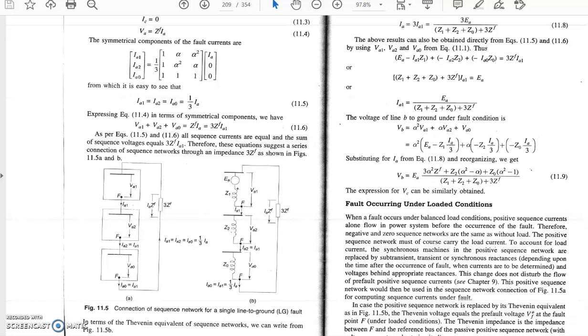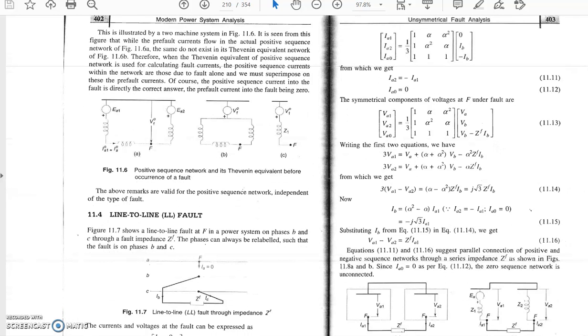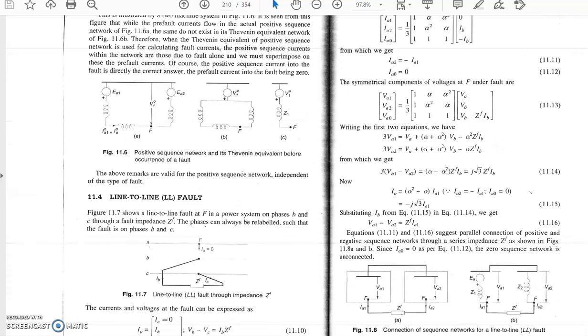And in the next lecture we will make the derivation of the line to line fault and the double line to ground fault.